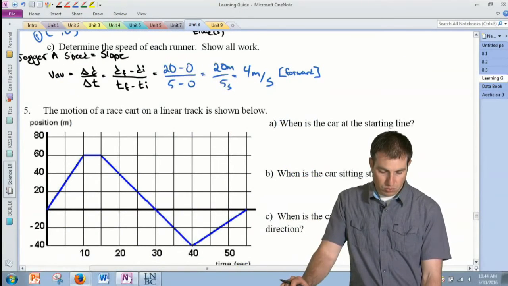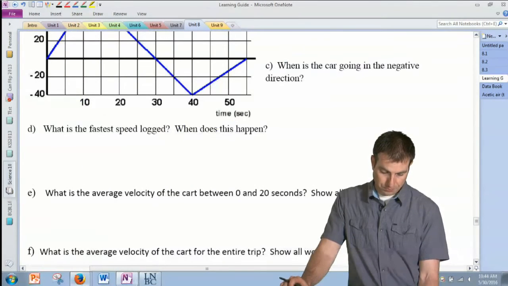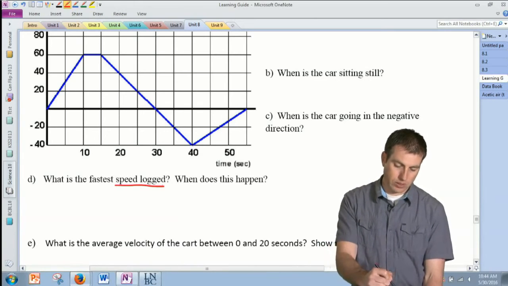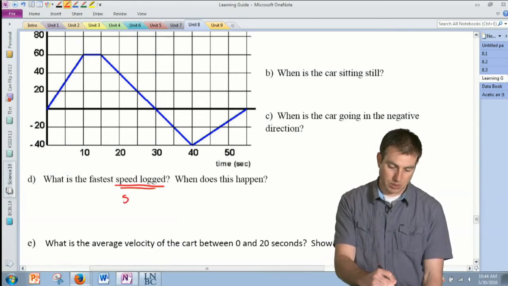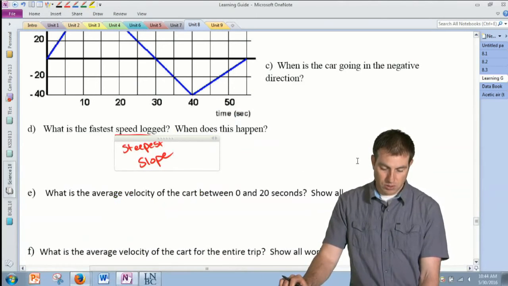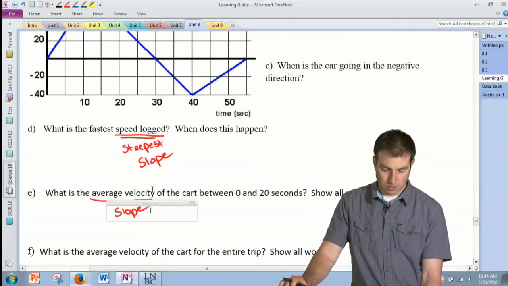The motion of a race cart on a linear track shown below. When's the cart's starting line, standing still, direction. What is the fastest speed? So when it says fastest speed, that is the steepest slope. So look for the steepest line. When does it happen? Average velocity of the cart between 0 and 20. So that's the slope again. Remember, slope is velocity.